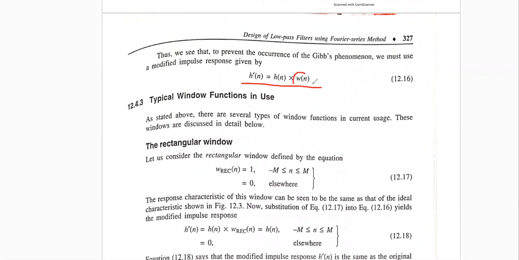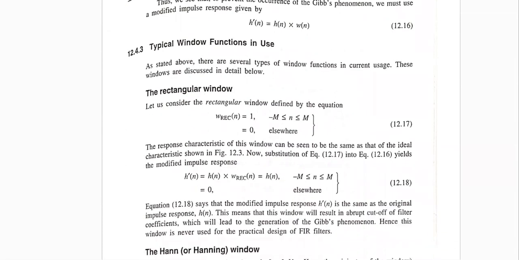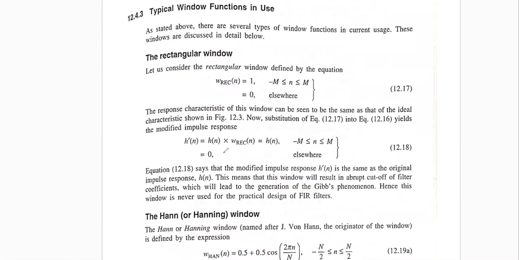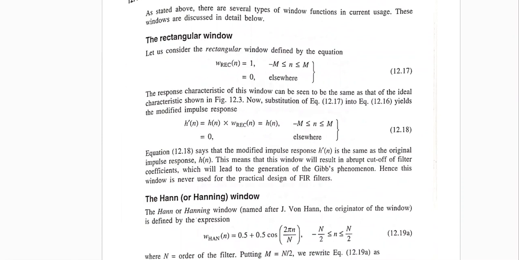By this window factor in the time domain, if you concentrate here, this is in the time domain, it will be multiplied with our time domain sequence to represent a new time domain sequence. First of all, we are using a typical window function. The typical window function is the rectangular window. The rectangular window is nothing but this one. We have already discussed this, and it will not help us. It will actually give us the same thing, so it will produce the Gibbs phenomenon.